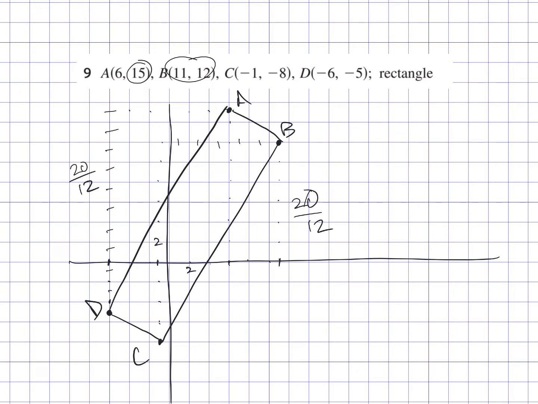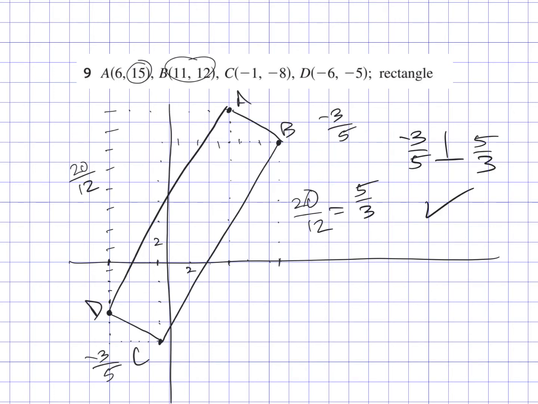A to B is down 1, 2, 3, and over 1, 2, 3, 4, 5. And D to C is down 1, 2, 3, and over 1, 2, 3, 4, 5. So if we reduce 20 twelfths by 4, we get 5 thirds. So negative 3 fifths is perpendicular to 5 thirds.